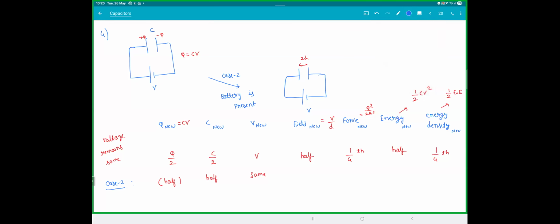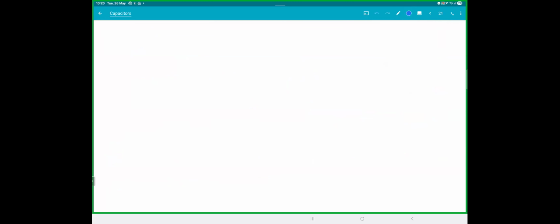The next one is a good one. It actually came as a PYQ in Advanced. I modified it and made it a little better. So let's see.